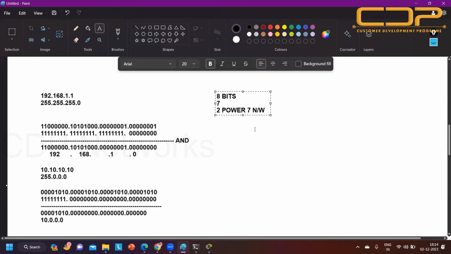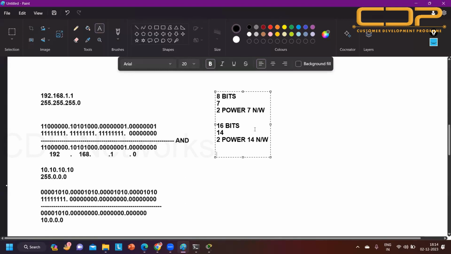For class B, how many networks can I design? For class B, how many network bits do we have? We have 16 network bits for class B. But out of 16 bits, we have reserved 2 bits. How many free bits do we have for class B? 14. That means I can design 2 to the power 14 networks from class B.